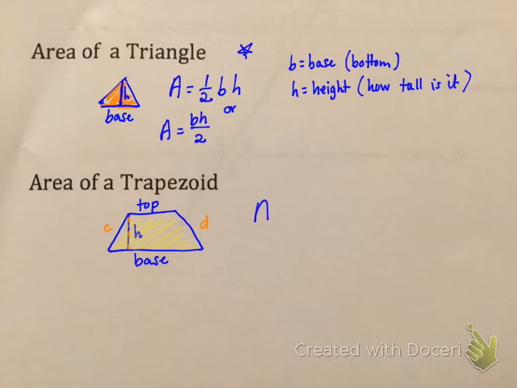So the area of a trapezoid equals your top plus your base, over 2, times your height. Okay, so once again, let me start that over. The area equals your top plus your base divided by 2, and then you multiply it by the height. Okay, so that's how you do the area of a trapezoid.